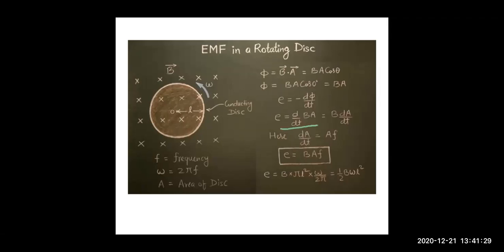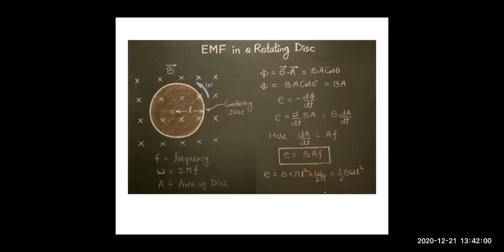So E equals d by dt of, instead of phi we will put BA, right? B is constant, so that will come out of differentiation and you will get dA by dt. So children, dA by dt is very interesting here. dA by dt is the rate of change of area, how much area it is covering. This is rotating, so how much area it will cover depends upon the number of rotations, it depends upon the frequency, right beta?